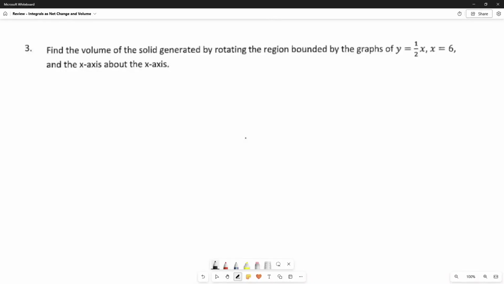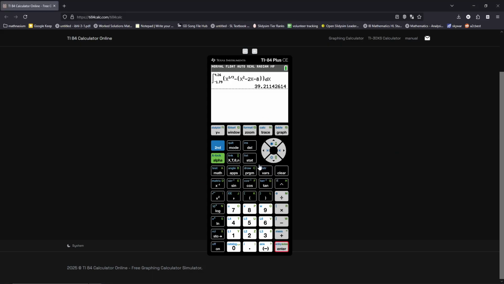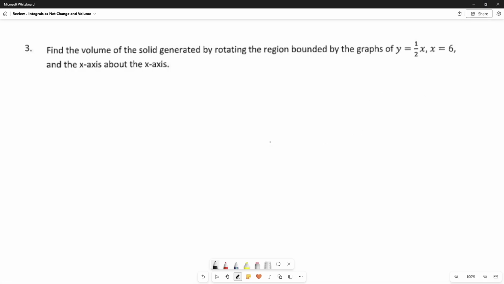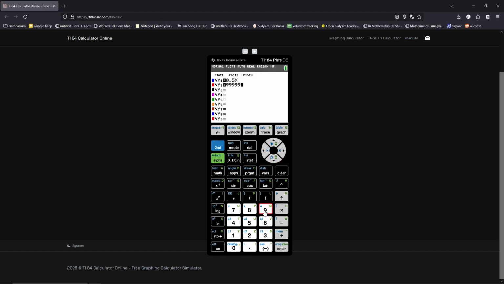The third problem is find the volume of the solid generated by rotating the region bounded by the graphs y equals 1/2 x, x equals 6, and the x-axis about the x-axis. So let's put these into the graphing calculator. So y equals 1/2 x, or 0.5 x, and x equals 6. And the trick to doing this is putting a bunch of 9s and then your x intercept like that, and then when you graph it, it just appears as a straight line.